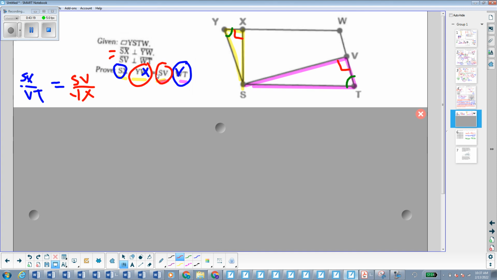We should always double check by cross multiplying. So let me just cross multiply. SX times YX is SX times YX, which is what we're looking for. And SV times VT is SV times VT, which is what we're looking for. So that's a perfectly valid proportion.